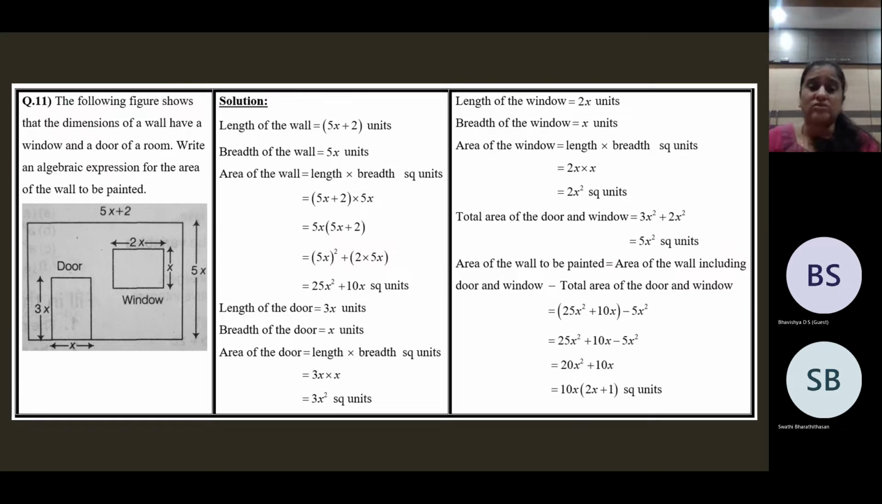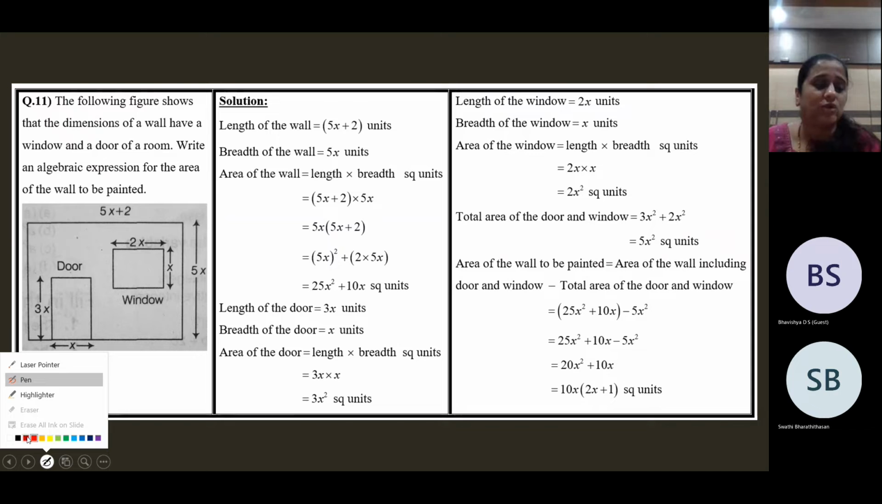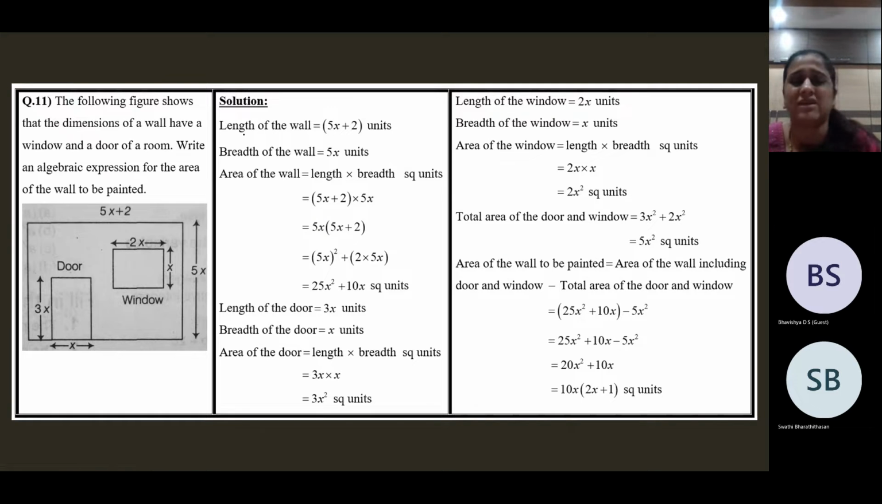So see here, it looks big because I've written everywhere length of the wall, breadth of the wall. That's why it looks so big. It looks as if it's a very big answer, but it's nothing. See, actually it is this area of the wall. First I found the area of the wall. See it, length into breadth. This is the length. This is the breadth.